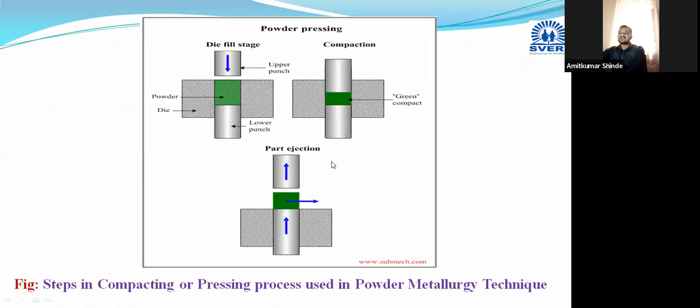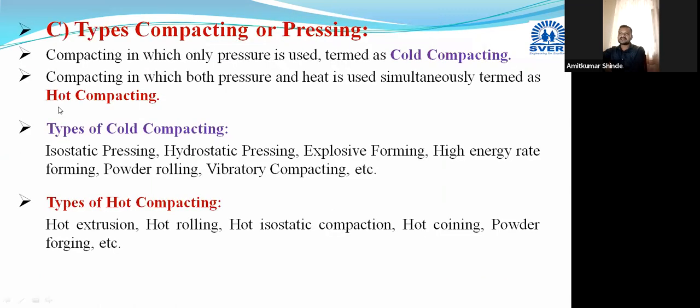Then there are two types of compacting. Depending on the way we have done the pressing or compaction, the two types are hot compacting and cold compacting. If during the pressing or compaction we have only used pressure with the help of the upper punch or lower punch or both, then it is termed as cold compacting.